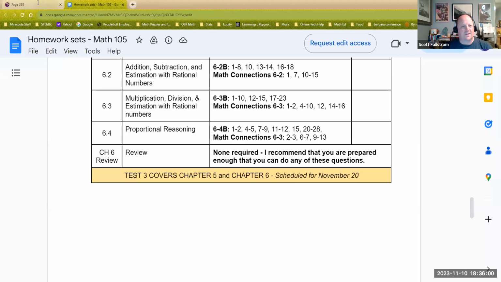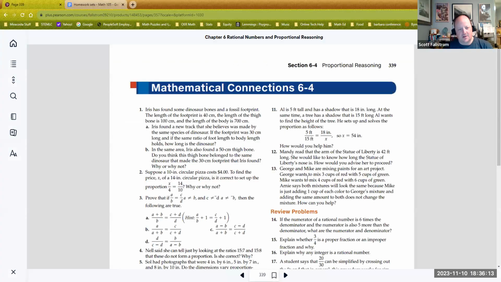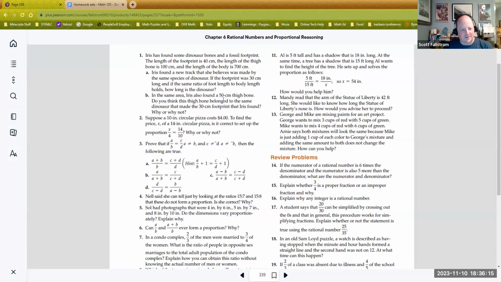All right, ladies and gentlemen, we're looking at section 6.4. I know I wrote Math Connection 6.3, but I will change that because it is, of course, supposed to be 6.4. Questions 2 to 3, 6 to 7, and 9 to 13. So there's only a couple of these in here.